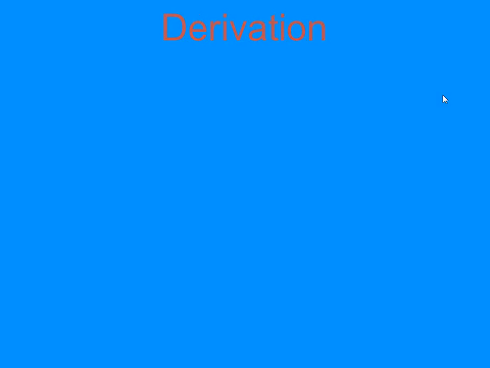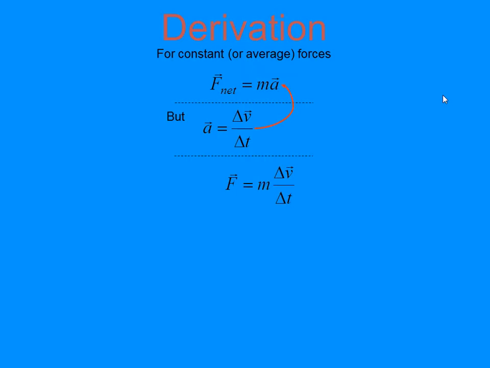Now, two versions of the proof of the impulse change in momentum equation. First off, the non-calculus version. For constant or average forces, Newton's second law says the net force acting on the cart has to equal ma. But of course, remember that acceleration is change in velocity over change in time. Right? So we can plug that in.